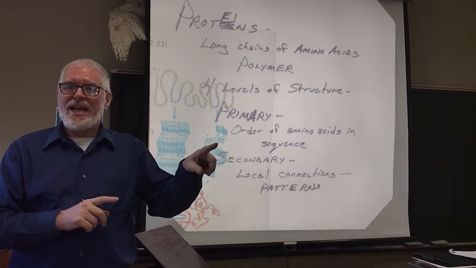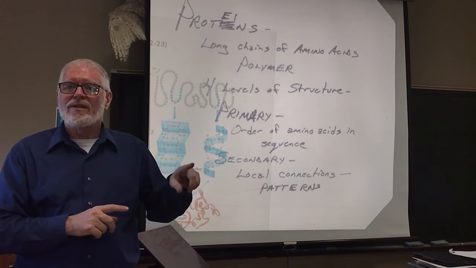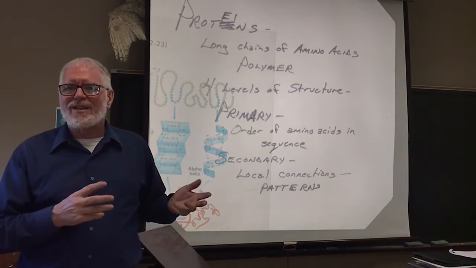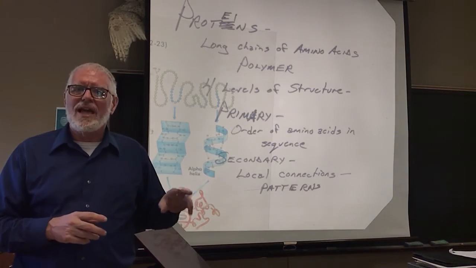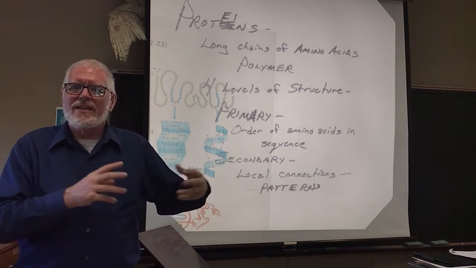Now, sometimes they connect to one another and they form a spiral. A spiral technically is called a helix, and these are called helices. That's the plural of helix. But these happen within the protein.